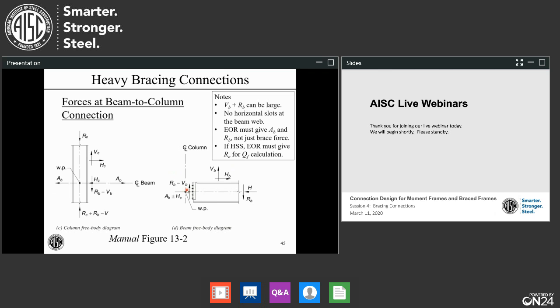One other thing, as far as communications go, if this is an HSS column, we really need to know this so that we can calculate. We need to know the axial load so we can calculate the Q sub F factor.